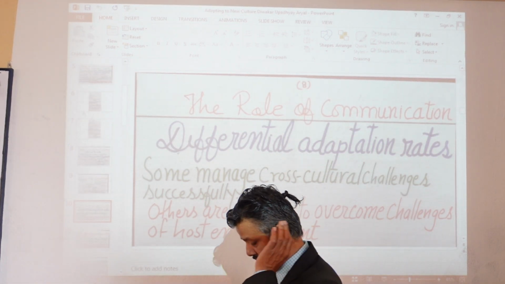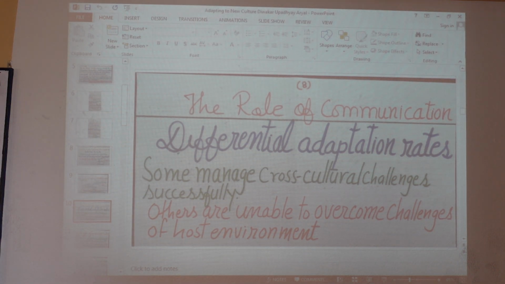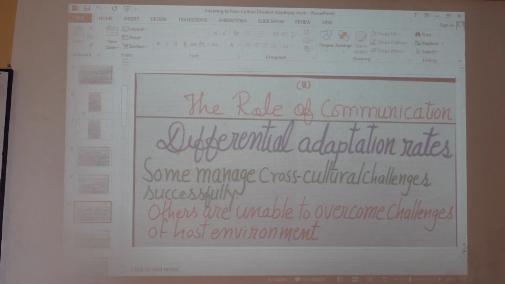Now there are some factors which affect the rate of adaptation. Some people change very fast in a new culture. Some people change very slowly to a new culture. Some people can never change to a new culture. This rate of adaptation is different for different people. So the question comes, what affects the rate of adaptation?